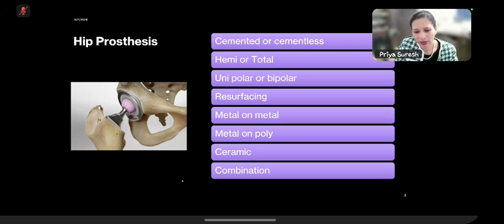I encourage my residents that when you're reporting, don't just say there's a prosthesis in situ. Try and say, is it a total hip replacement? Is it cemented? The more you use these terms, the more familiar you become, and then you're not going to fear them. So we're going to try and build that in, but then we will look at cases to see how we can use different imaging.